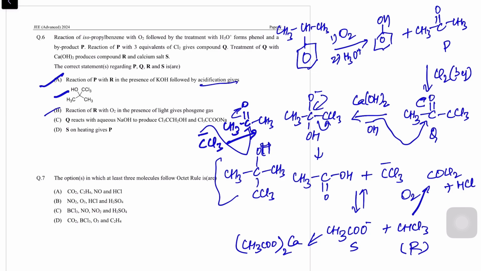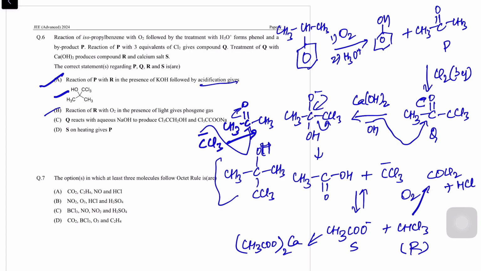Reaction of Q with aqueous NaOH produces CH2CH and trichloroacetate. This is not correct because Q is CH3COCl3 when you react it with NaOH. So it will show the similar reaction as calcium hydroxide and it will form acetic acid and chloroform. Last, S on heating gives P.